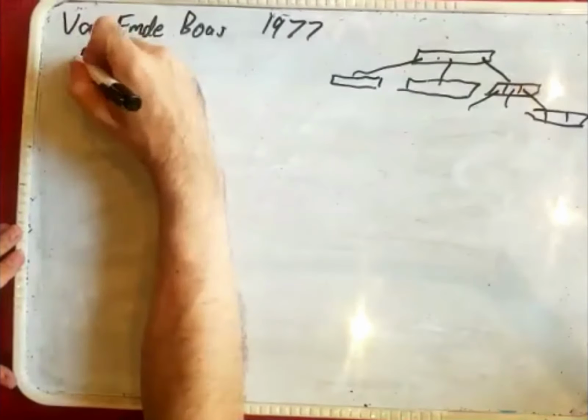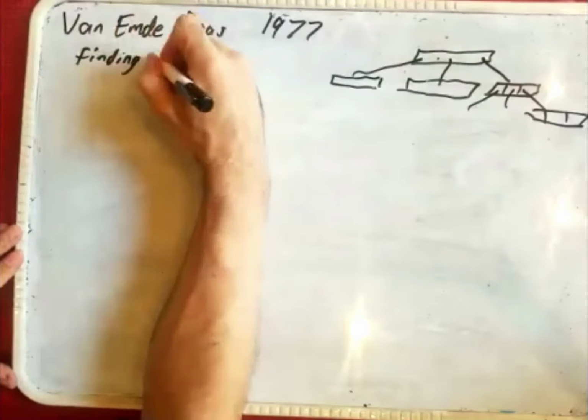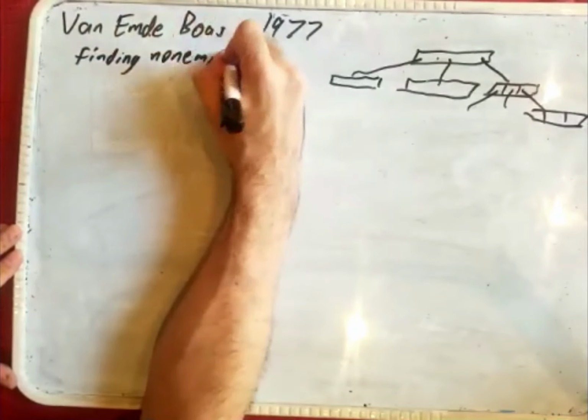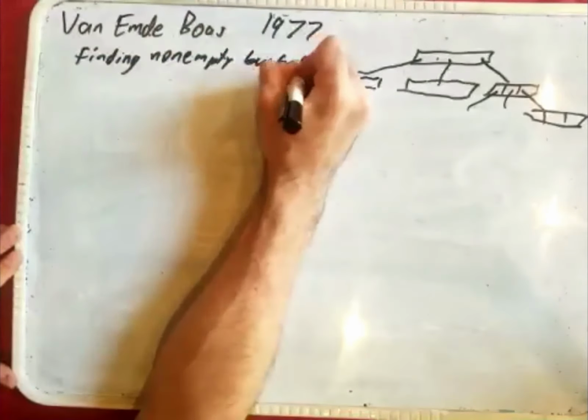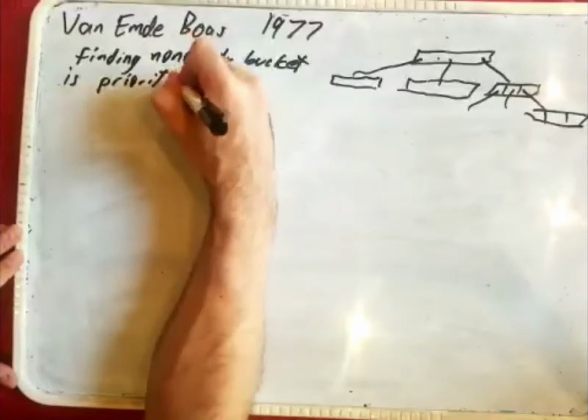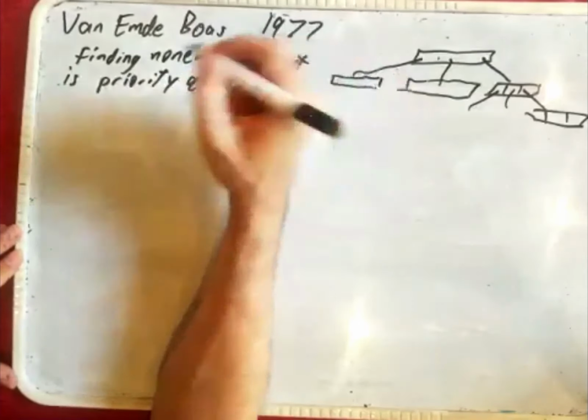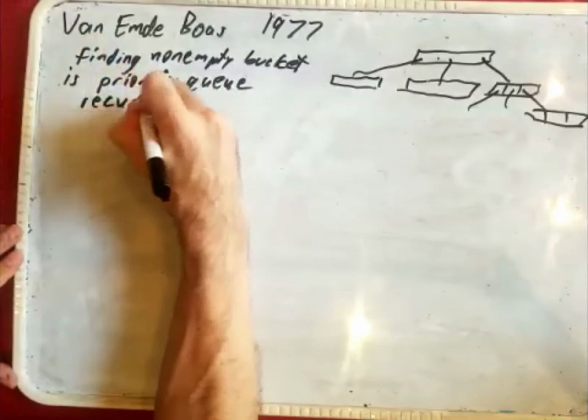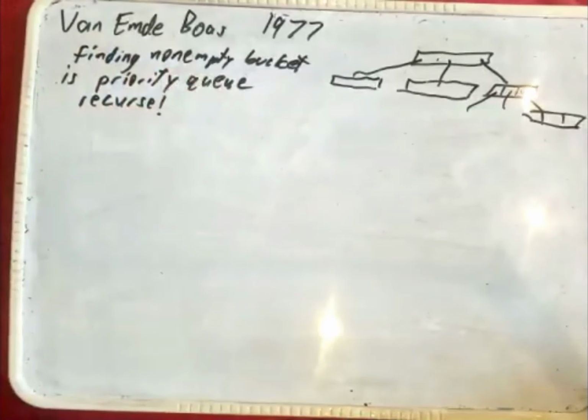But Van Emde Boas is the one who really recognized that finding a non-empty bucket is a priority queue problem. And so we should just go all the way in on recursion, right? So we can put a priority queue on top of each of these layers in order to be able to more quickly find the non-empty bucket in a layer. And that gives us a better priority queue. But of course, if we have a better priority queue, that's the one that we should use on the layers as well.